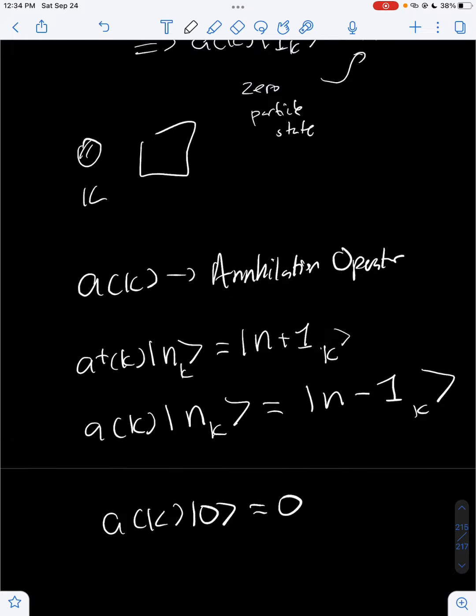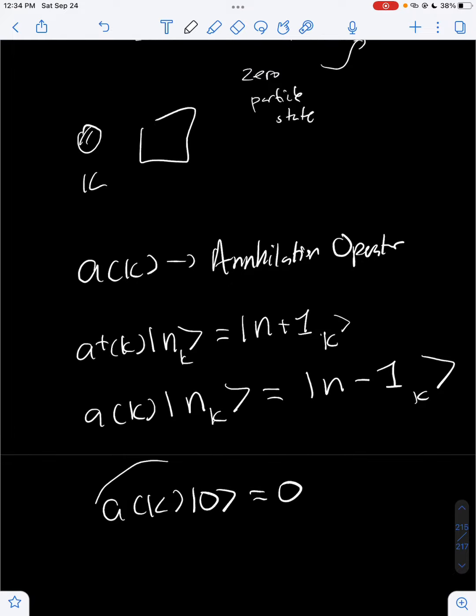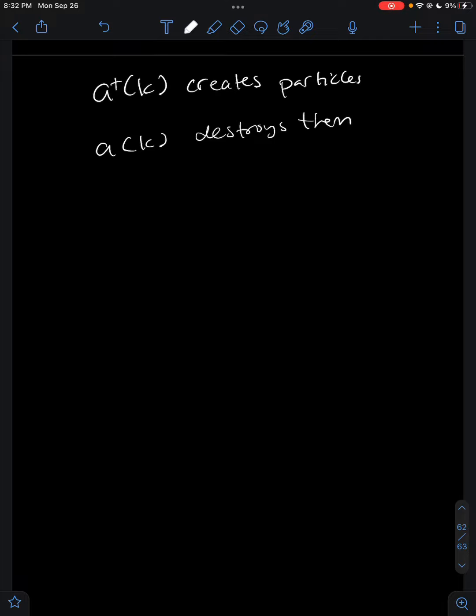There is a better way to justify this property, which requires the Hamiltonian, which we'll be talking about in the next video. So what we've learned is that A conjugate k creates particles, then A of k destroys them. And we call this the creation operator, and we call this the annihilation operator.